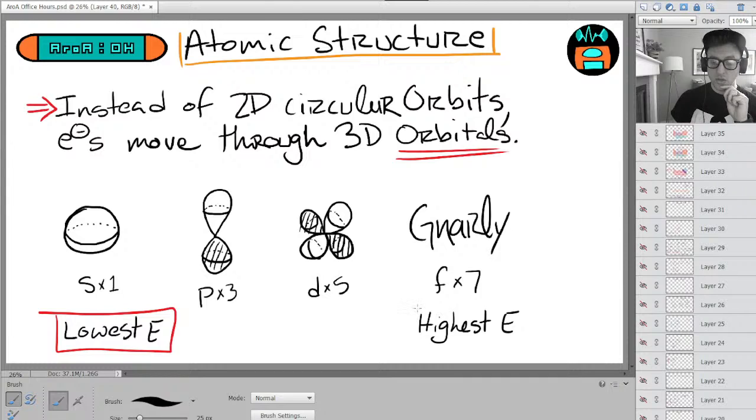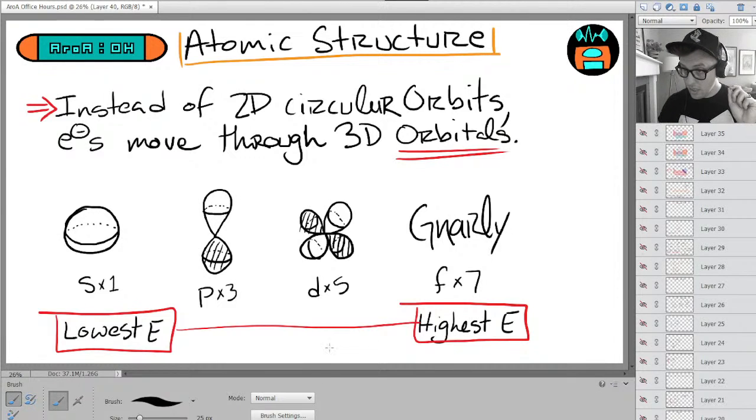And drawing their shapes, being familiar with their shapes, I feel like illustrates this well. The s has the simplest shape. It's just a sphere. It is the lowest energy orbital. The f orbitals are too gnarly to draw. They're the highest energy orbital. p is higher than s. d is higher than p. f is higher than d in energy.